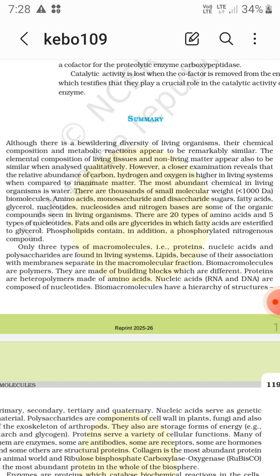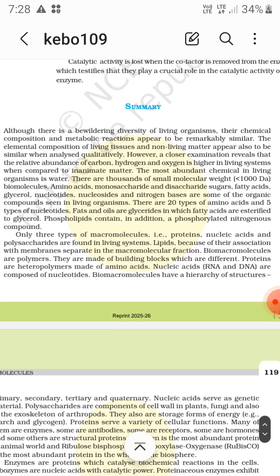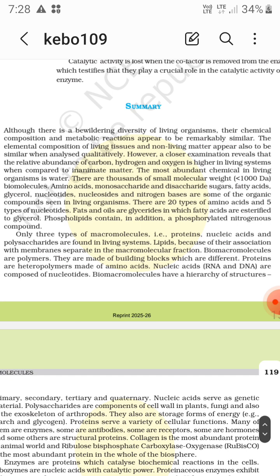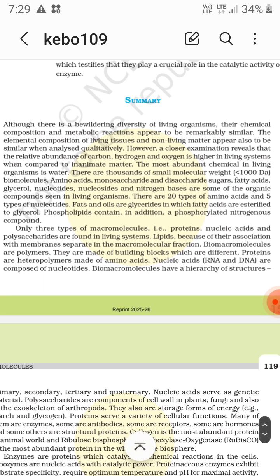However, a closer examination reveals that the relative abundance of carbon, hydrogen and oxygen is higher in living systems when compared to inanimate matter, that is non-living matter. The most abundant chemical in living organisms is water, right?